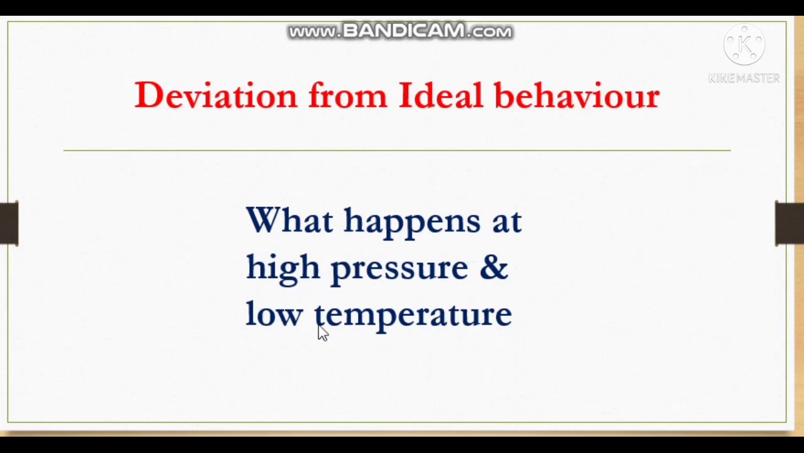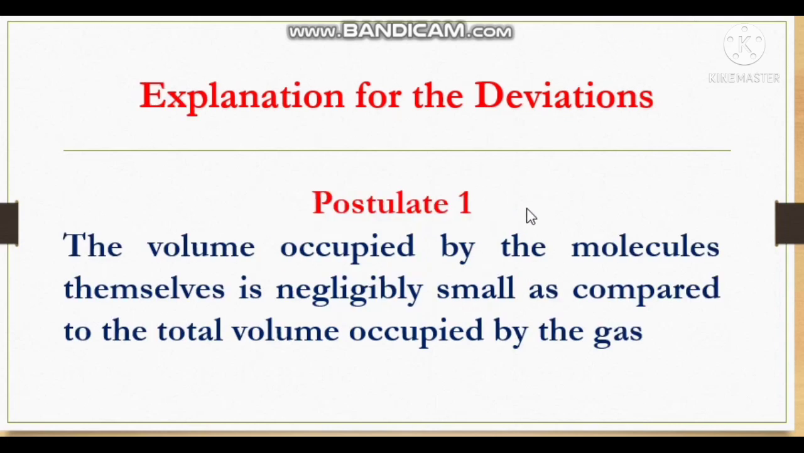It is to be noted that certain gases like carbon dioxide, sulfur dioxide and ammonia show much larger deviations than other gases like hydrogen, oxygen, nitrogen, etc. Now we will discuss the two postulates that are not followed by the gases at high pressure and low temperature. The first postulate which is not followed is that the volume occupied by the molecules themselves is negligibly small as compared to the total volume occupied by the gas.